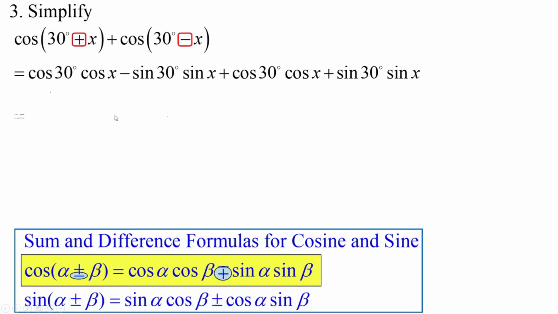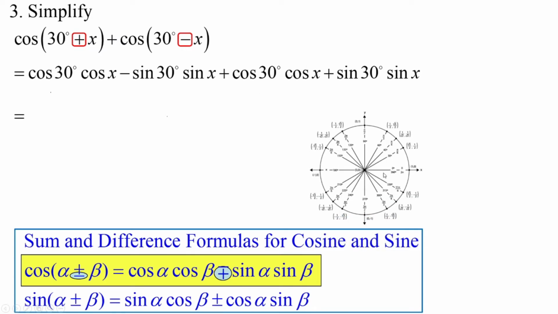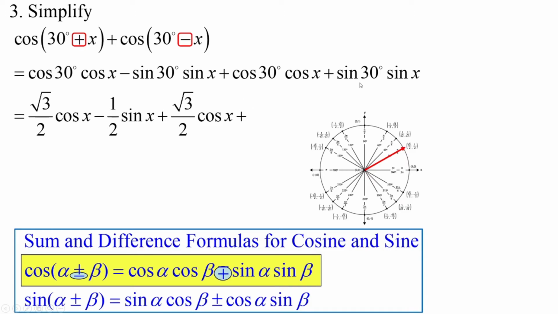What is cosine of 30 degrees? Well, cosine of 30, here's your 30 degree right there. And cosine of that angle is this horizontal distance right here, which you guys should see as root 3 over 2. And then cosine of x minus, and sine of that 30 degree, that's that vertical distance right there, which is that 1/2. And then sine of x plus, and then we've got our cosine of 30 degrees again, it's still root 3 over 2. And our cosine of x, and then a plus, and our sine of 30 degrees is still 1/2, and then sine of x.